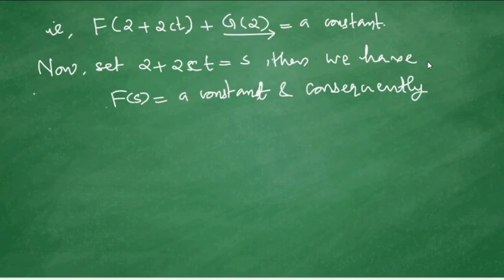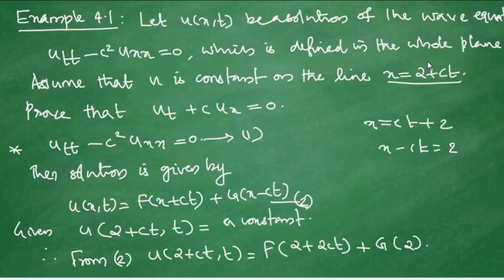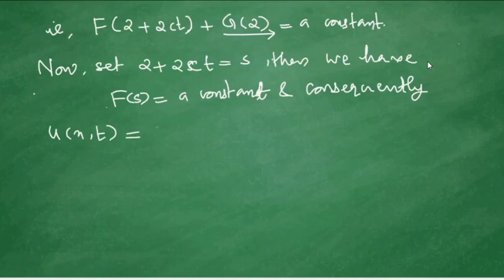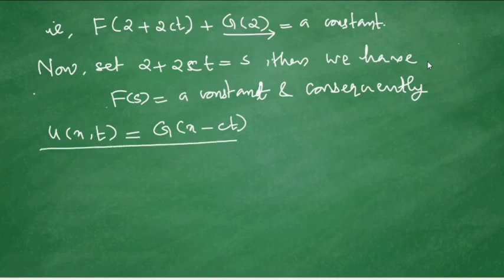And consequently, what will be u of x, t? u of x, t is equal to f of x plus ct plus g of x minus ct. But f of x plus ct, that is f of s, if we substitute x plus ct as s, is a constant. So f is a constant, and we get u of x, t as the function g of x minus ct only. So now the solution is reduced to u of x, t equal to g of x minus ct.